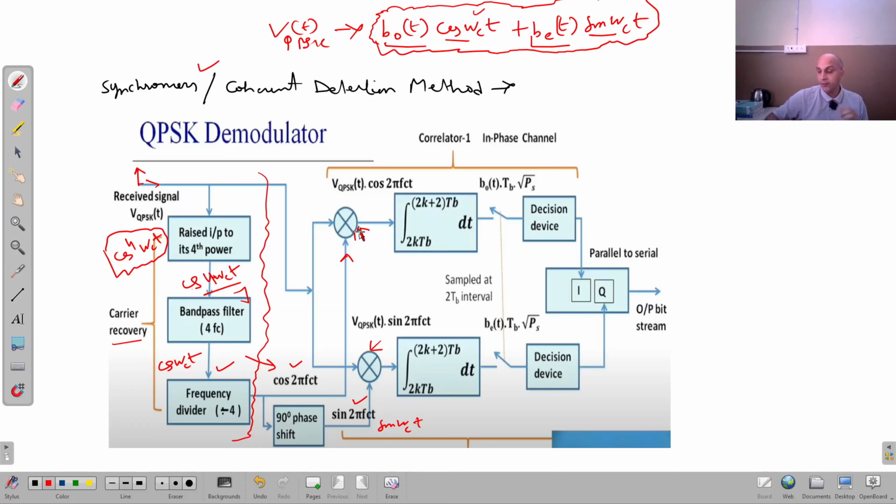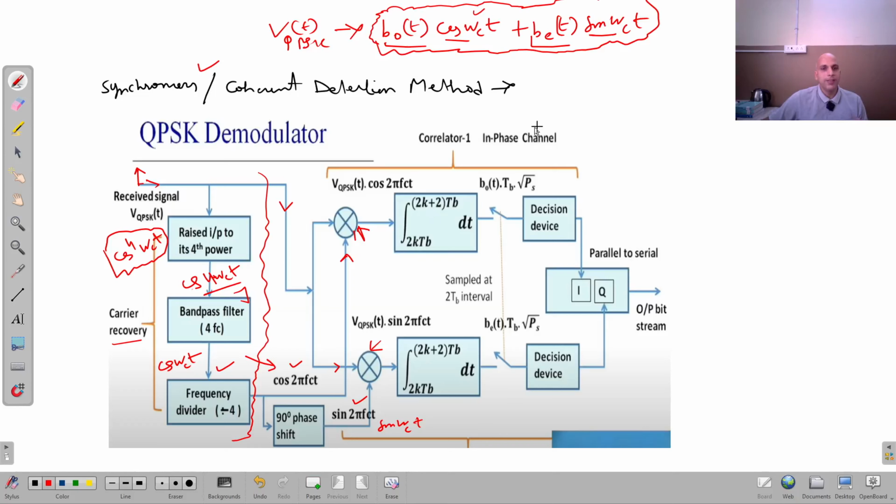Again we are doing the multiplication. One input of the product modulator is the incoming signal, directly coming from the antenna, here and here, and the other input is the recovered carrier wave. For one product modulator we are using cos of omega c t, and for the other we are using sine of omega c t. So what will be the output of that? Again, I am taking the consideration of cos of omega c t.